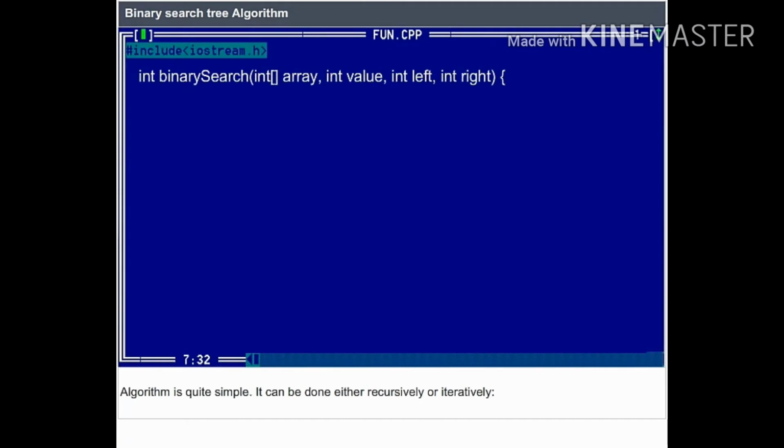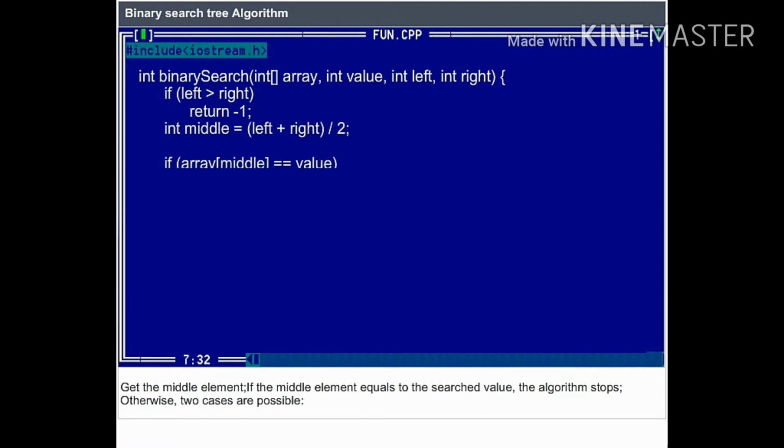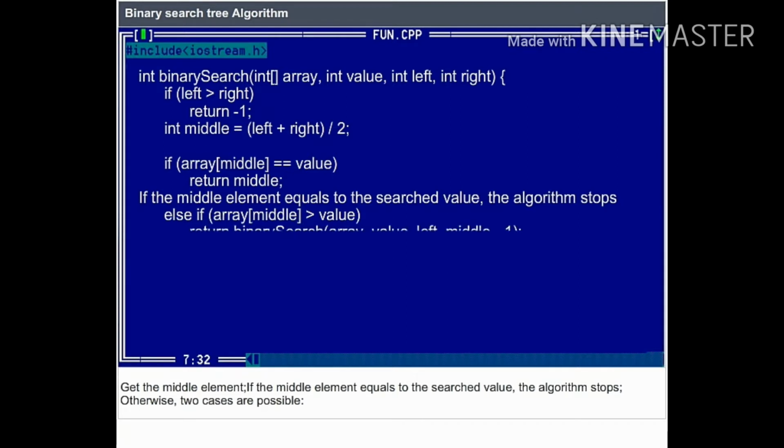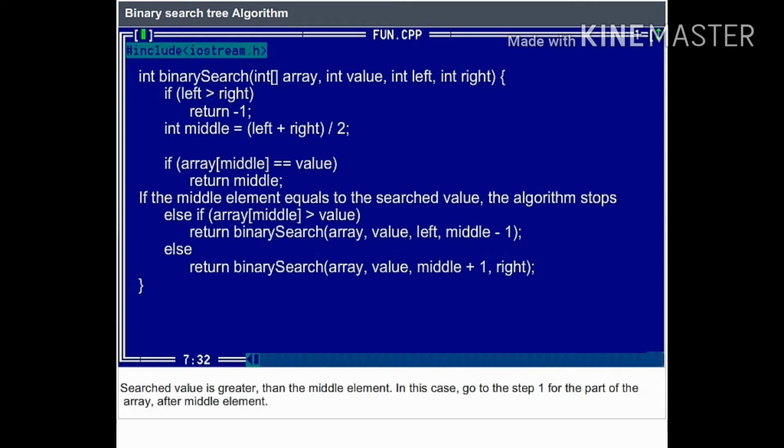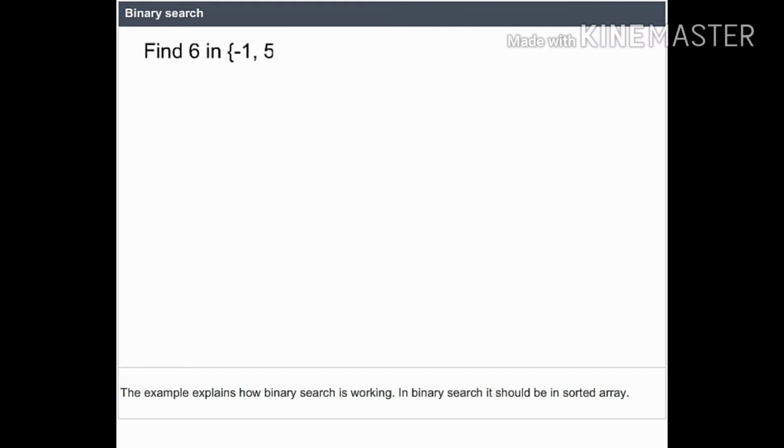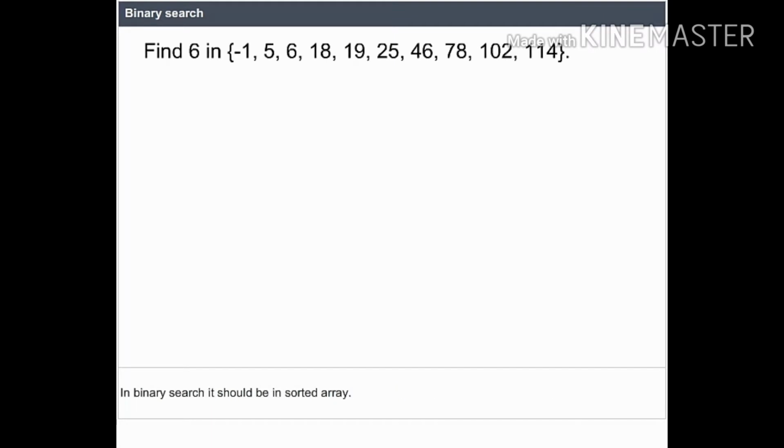Binary search algorithm. Algorithm is quite simple. It can be done either recursively or iteratively. Get the middle element. If the middle element equals to the searched value, the algorithm stops. Otherwise, the two cases are possible. Searched value is less than the middle element. In this case, go to the step 1 for the part of the array before middle element. Searched value is greater than the middle element. In this case, go to the step 1 for the part of the array after middle element. The example explains how binary search is working. In binary search, it should be in sorted array.